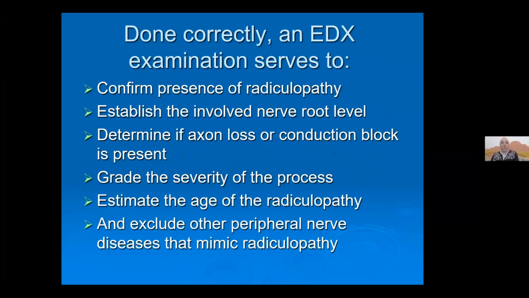What's the goal of electrodiagnosis in radiculopathy? It can confirm the presence of radiculopathy, establish the involved nerve root level, and hence the importance of the very lengthy talk about the myotomes and the root value of the muscles. It can help in pointing out any axonal loss or conduction block if present. It can grade the severity of the condition, and it can estimate the age of radiculopathy: when did this radiculopathy occur? And it's important in excluding other peripheral nerve diseases that mimic radiculopathy.